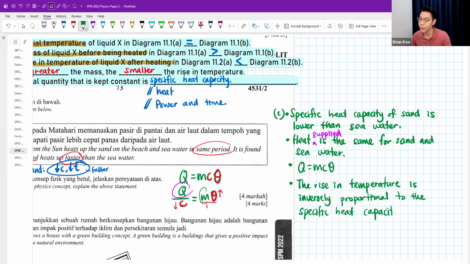You tell them that according to the formula, I know this relationship between C and theta. So earlier on, when you talk about the specific heat capacity, that is the reason why at the end, the rise of temperature, because the sand has a lower C value, the sand will have a bigger rise in temperature.